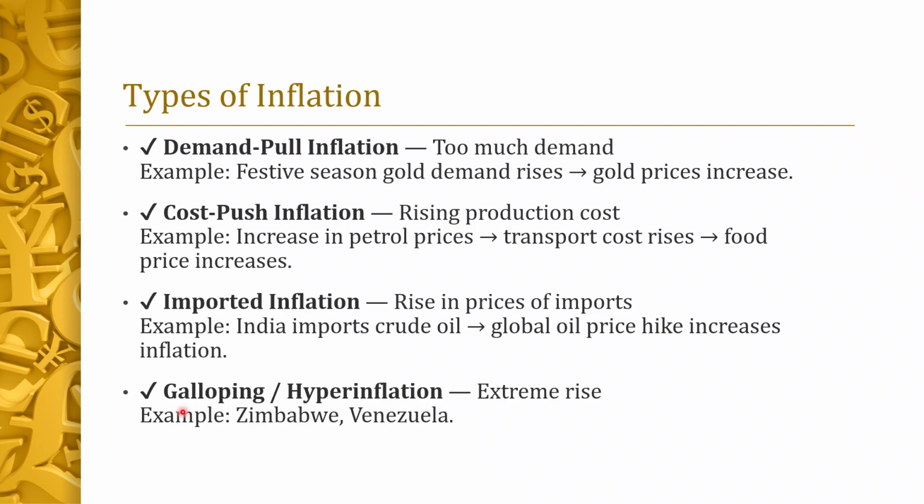The last one is galloping or hyperinflation. It is a very rapid increase in prices, often more than 50% per month. This happens due to excessive printing of money. This had happened in Zimbabwe. Zimbabwe's inflation crossed 200 million%. Venezuela also faced extreme hyperinflation in the late 2010s. So these are the various types of inflation.